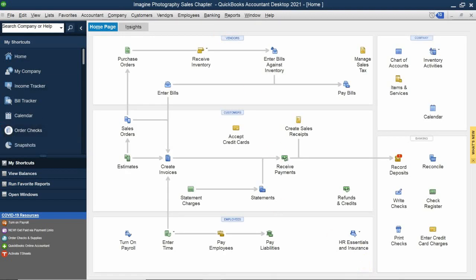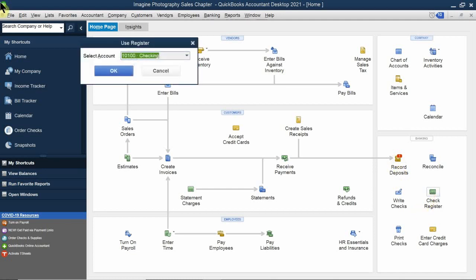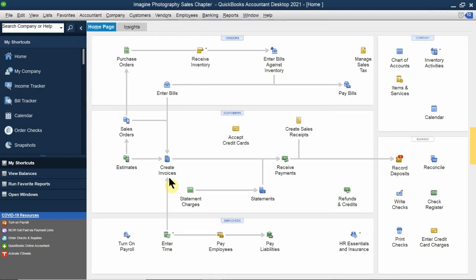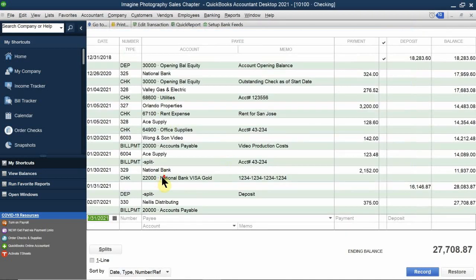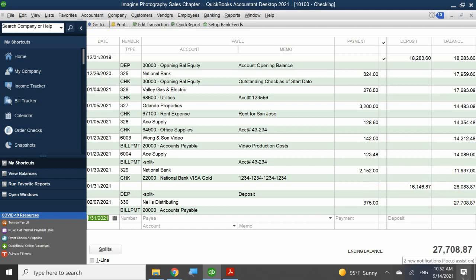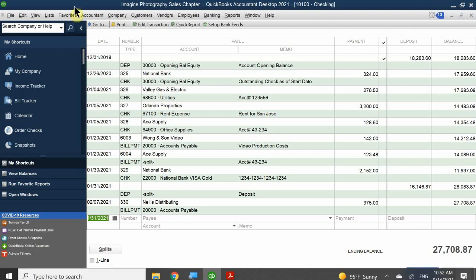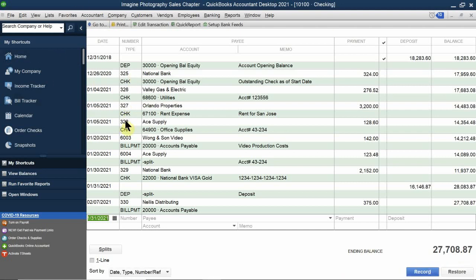And there it goes. Now it's telling me I still have one more deposit left to go. But check this out. I'm going to go into my checking account. Make sure it says checking. Click OK. And what you're going to notice is that I deposited money on the 31st, for $16,146. So now my total amount in my bank account is $27,708.